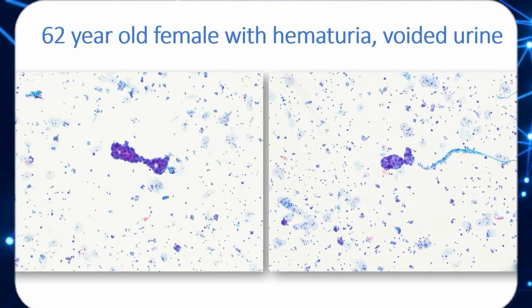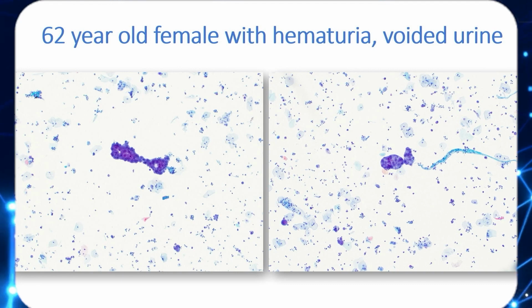So we have another case here. This is a 62-year-old female with hematuria. It's voided urine. So background is there. I mean, there are some umbrella cells, individual cells, but this group really stands out. There is gland formation going on.